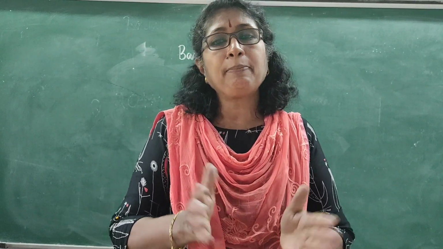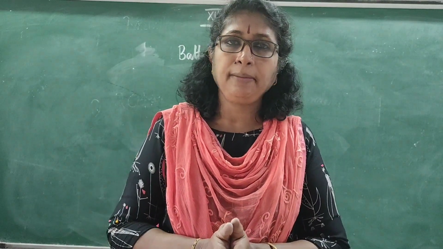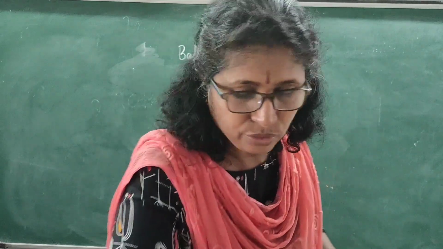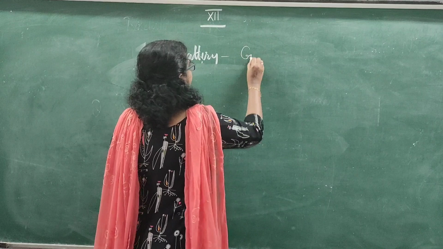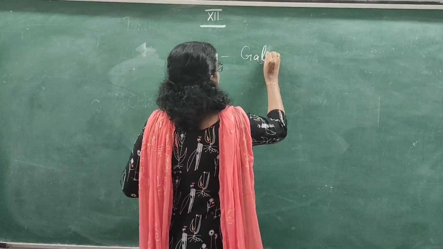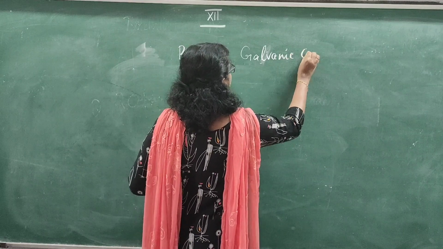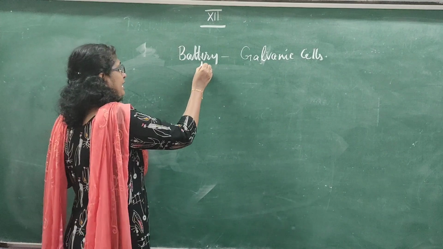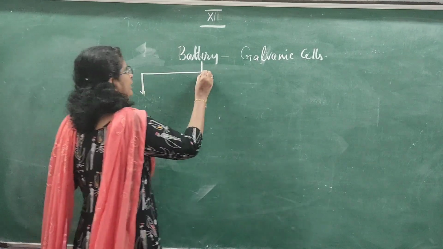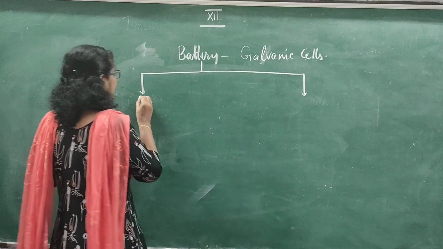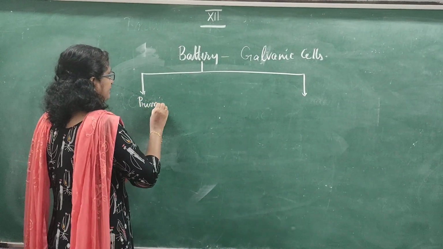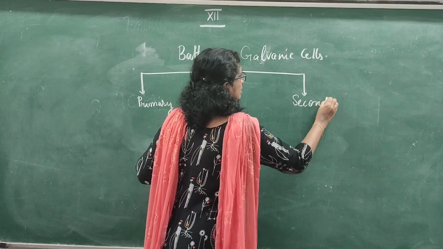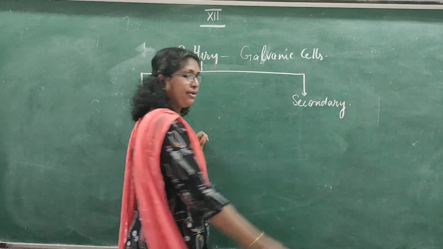Now there are mainly two different types of batteries, primary batteries and secondary batteries. So batteries are galvanic cells where the chemical energy is converted to electrical energy. And we can classify batteries into mainly two types: primary batteries and secondary batteries.